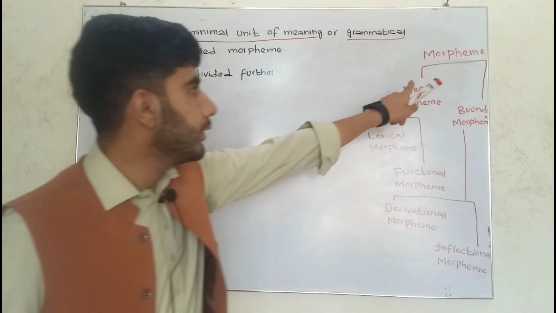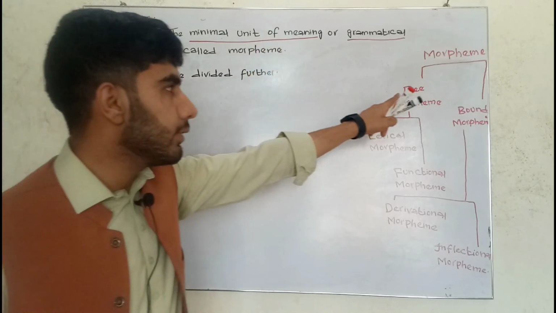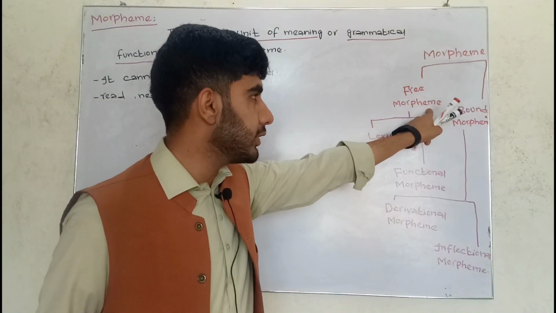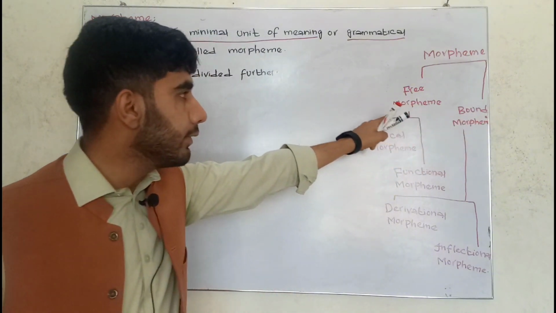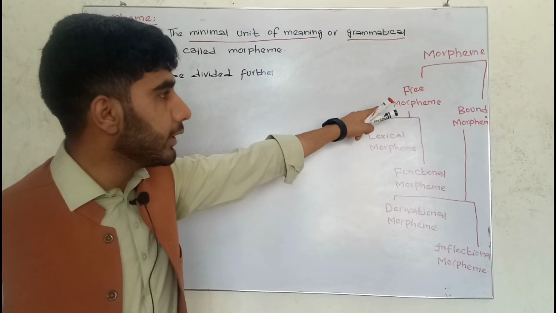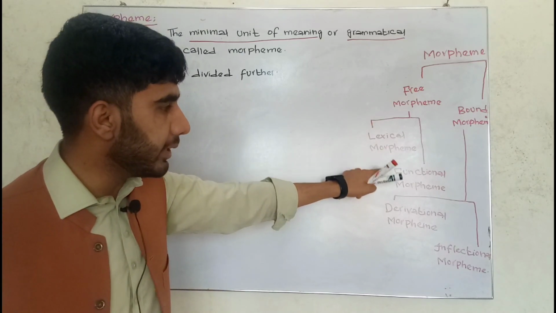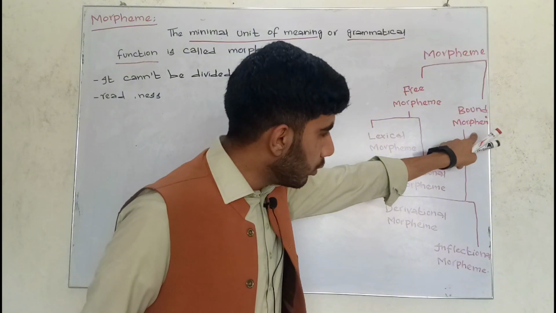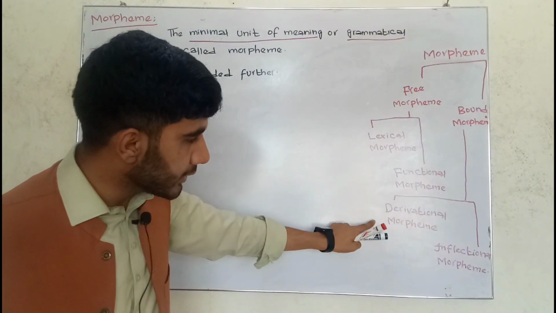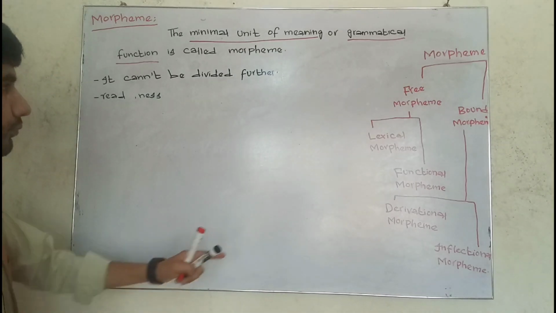The minimal unit of meaning or grammatical function is called a morpheme. Further, we divide the morpheme into two major categories. One is called free morpheme and the second one is called bound morpheme. We divide the free morpheme into two categories: lexical morpheme and functional morpheme. And the bound morpheme we divide into two categories: derivational morpheme and inflectional morpheme.